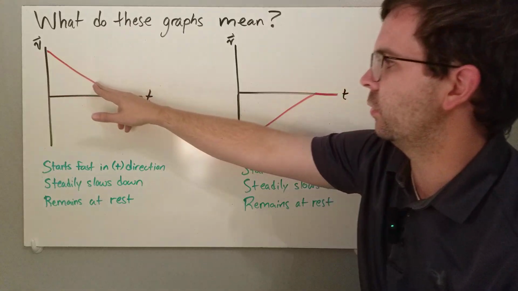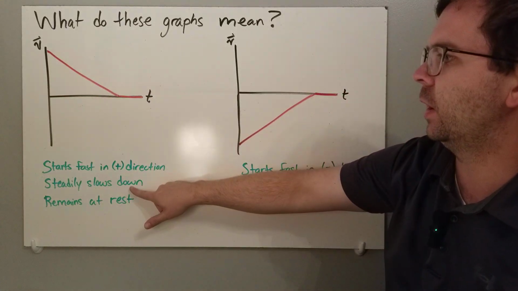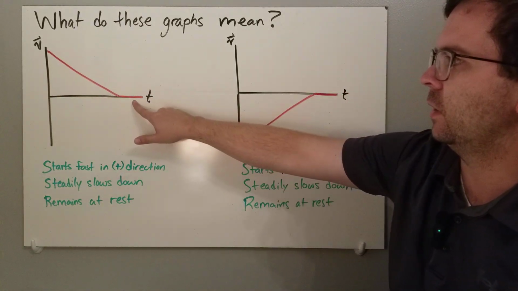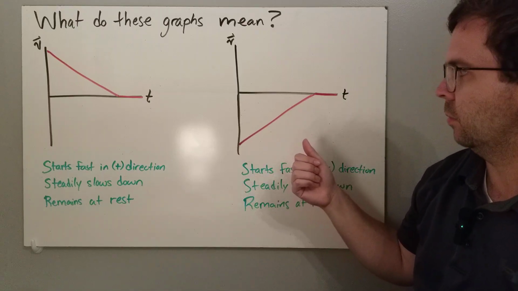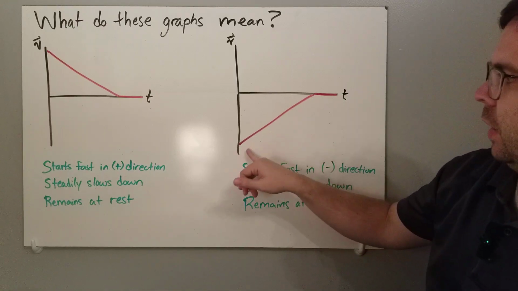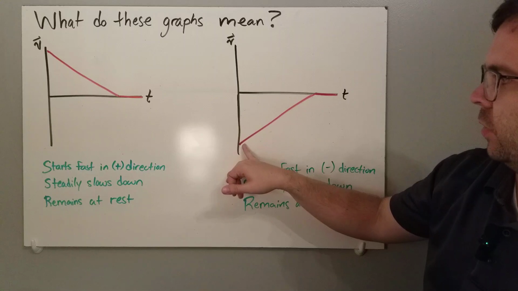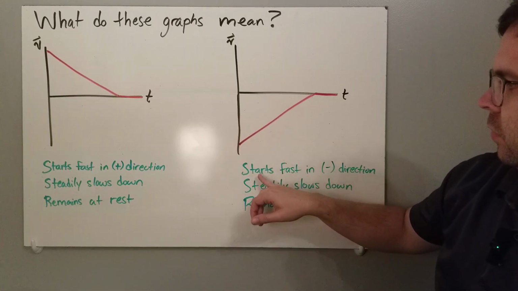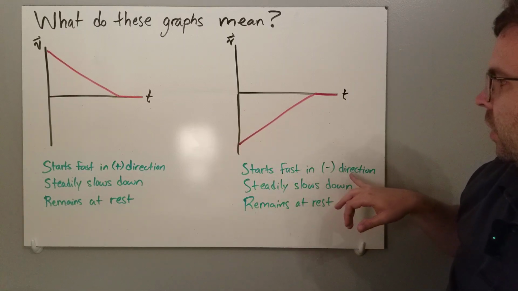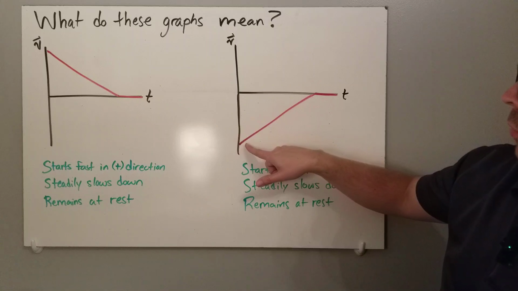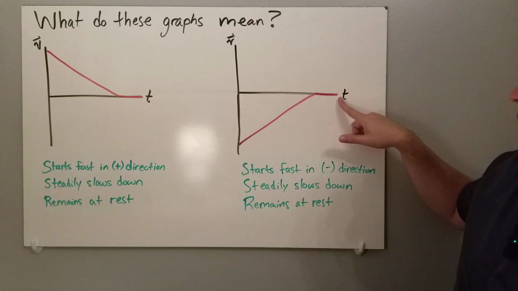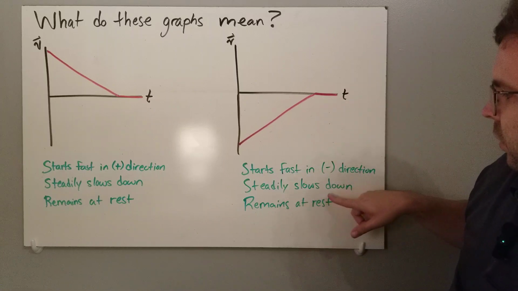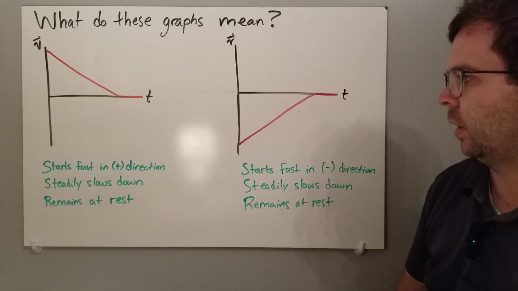And it gets slower and slower and slower, steadily slowing down, and then at the end here, it remains at rest. This graph is different in some ways because now our velocity starts in the negative direction. So it starts fast in the negative direction, but then it's moving towards zero velocity here. It's getting slower and slower and slower until eventually it stops as well. So it steadily slows down and then remains at rest.